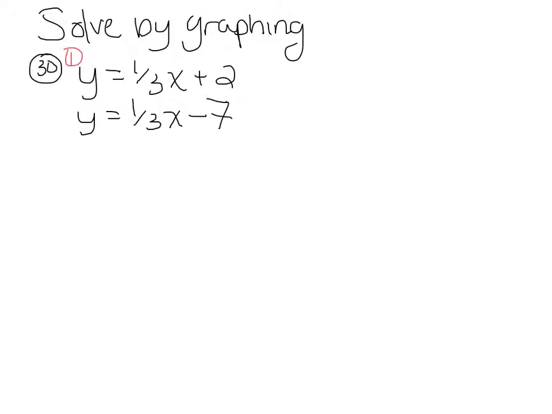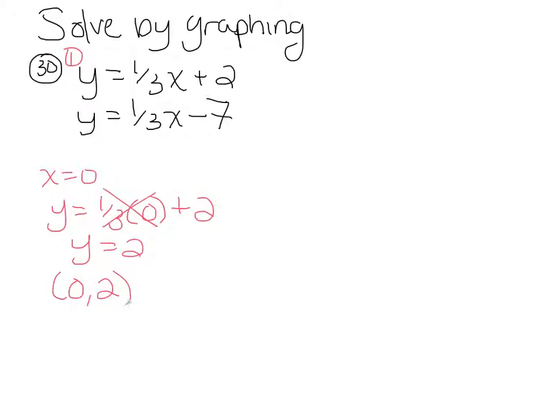Let's look at the first one. An easy point is going to be x equals 0. Let's see what happens whenever x equals 0. This goes away, leaving me with y equals 2. So we have one point of (0, 2).